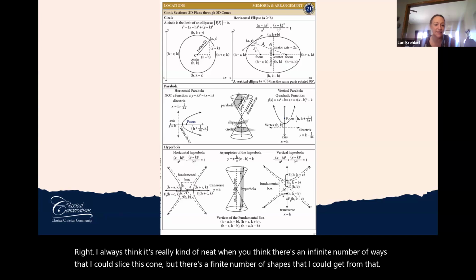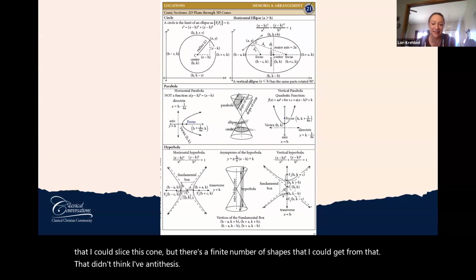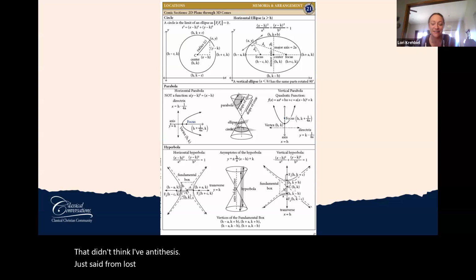That made me think of antithesis, what you just said, from Lost Duels. It's like contrasting ideas in parallel form. Yes, that blows your mind.